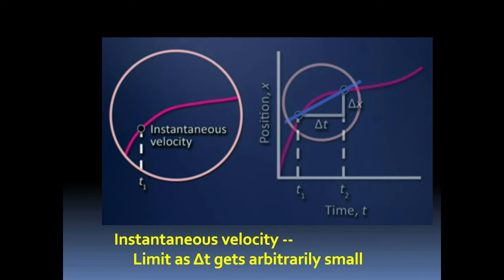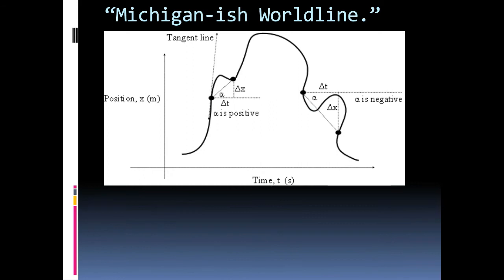And in calculus, you will take derivatives to do that. So the limit as change in t gets arbitrarily small will produce that instantaneous velocity. On a calculator, you can just make it very, very close to zero, very small. The smaller you can get it, the closer you are to that instantaneous value.